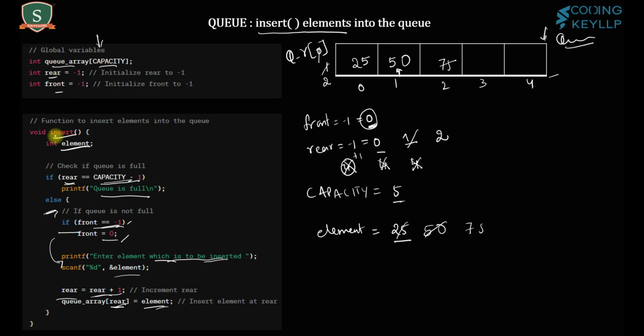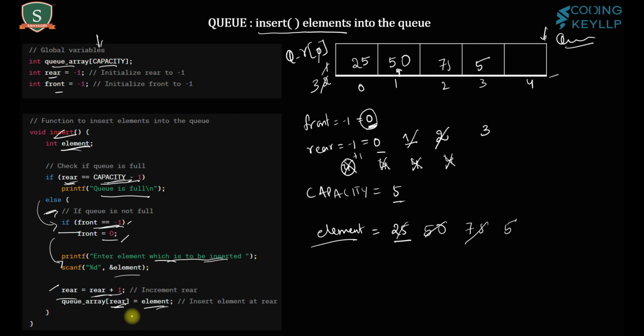After that, again if someone calls the insert method, first a new variable element is created, rear is equal to capacity minus 1. So 2 is not equal to 4, the condition failed. Come to the else part, front is equal to -1, no, front is equal to 0. Enter the element to be inserted. Consider the user has entered element 5. Now rear is equal to rear plus 1, rear is equal to 2, so 2 plus 1, it is updated to 3. Q array of 3, we are inserting the element 5.